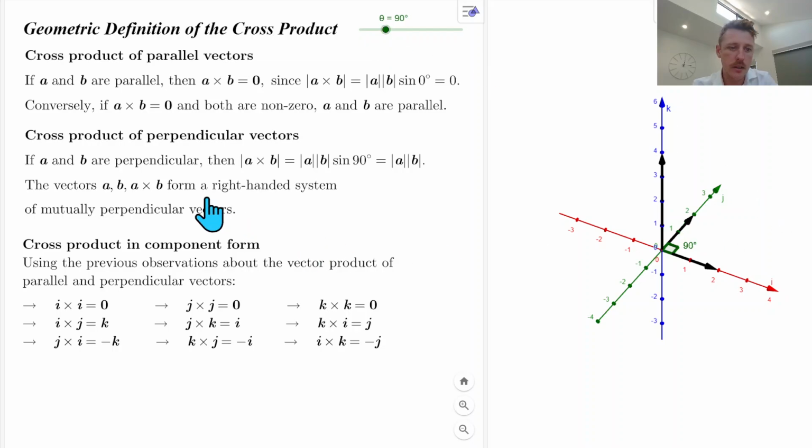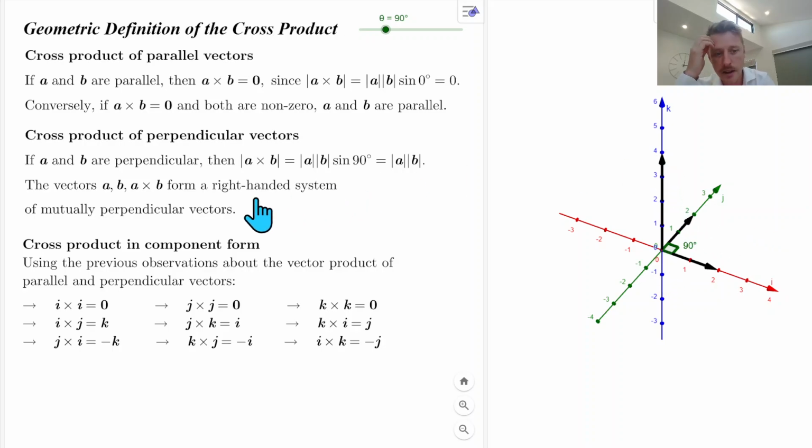If A and B are perpendicular, then the magnitude of A cross B is equal to the magnitude of A multiplied by the magnitude of B multiplied by sine of 90 degrees. Sine of 90 degrees is 1, so it's just equal to the magnitude of A multiplied by the magnitude of B, which we just saw here. 2 times 2 gives us 4.